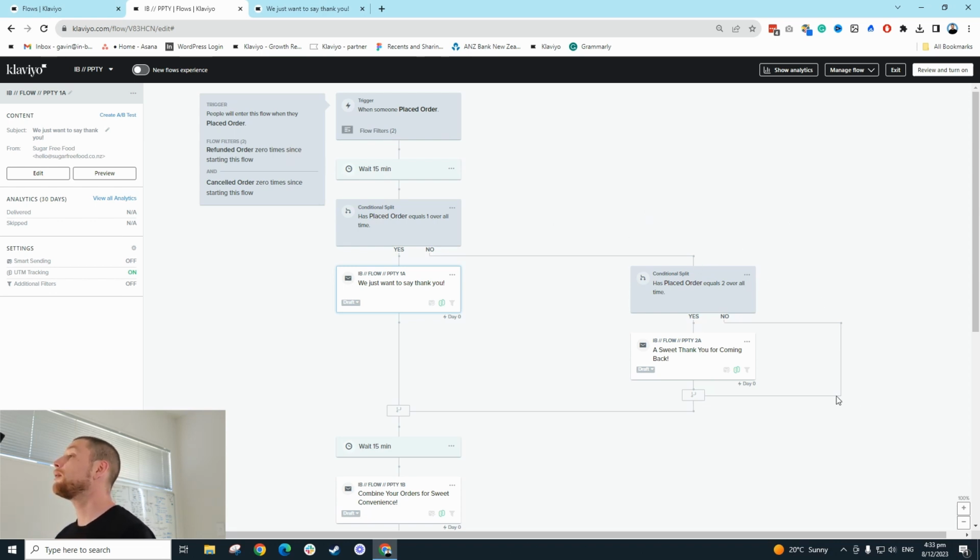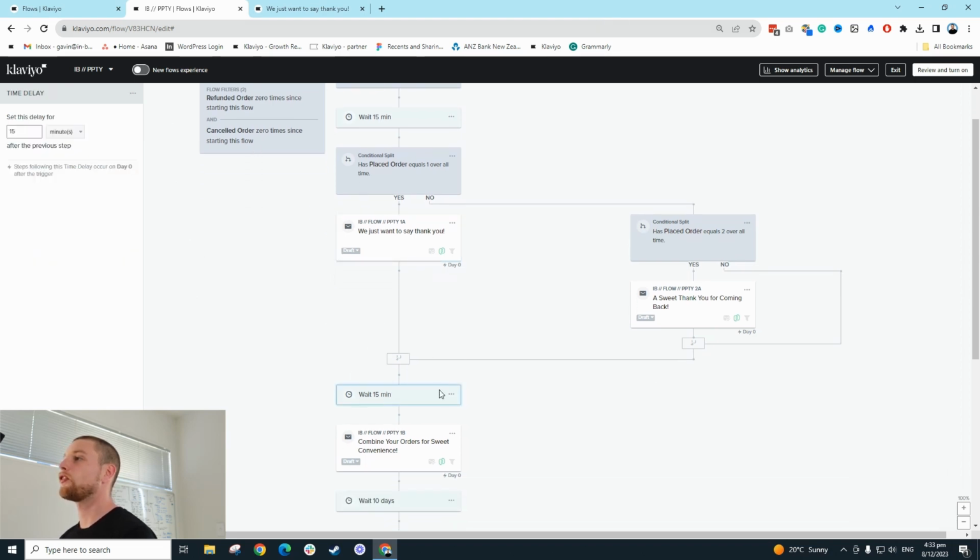Now, we're kicking people down the line here with the flow if they place an order more than 2 times, because there's no point in us continuously sending these plain text emails if they've bought from us like 8 or 9 times. It just feels kind of weird at that point. So then we link it back up and we go to a 15-minute delay, which is just down here.